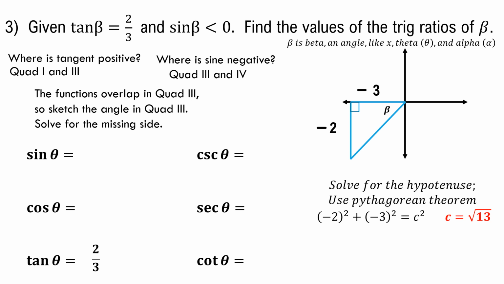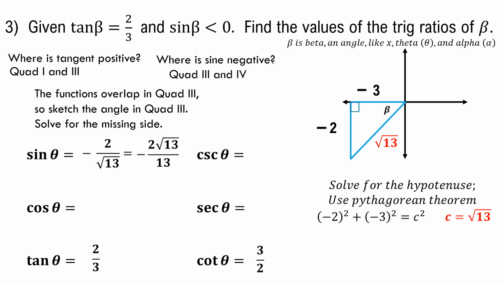Okay, so again, we've got tangent of theta is 2/3. Its reciprocal cotangent is going to be 3/2. Then we can do sine of theta. That will be opposite over hypotenuse, -2 over square root of 13. You need to rationalize. Multiply by square root 13 in numerator and denominator. So I'll get -2 root 13 divided by 13.